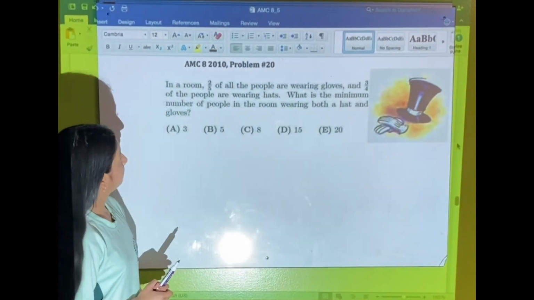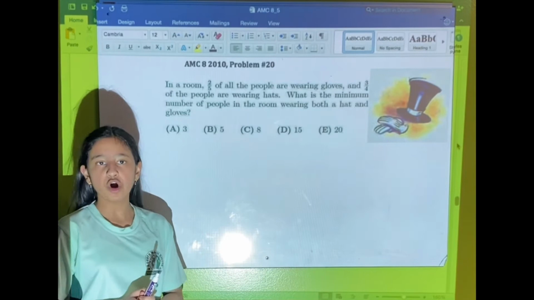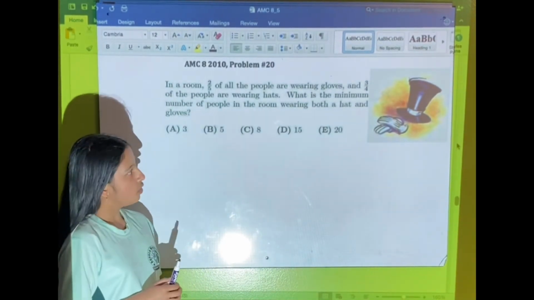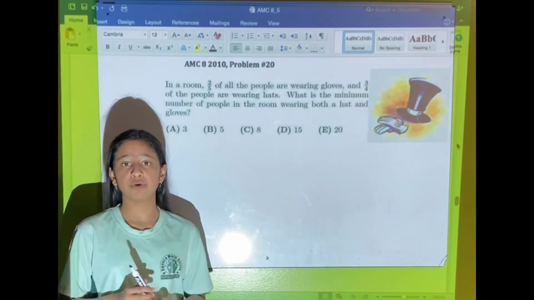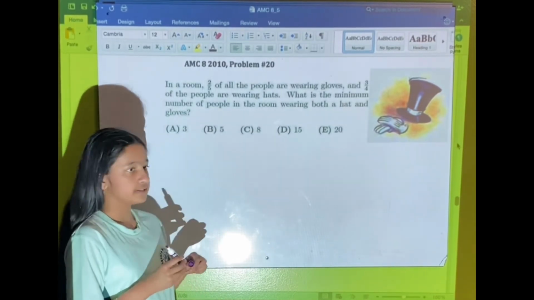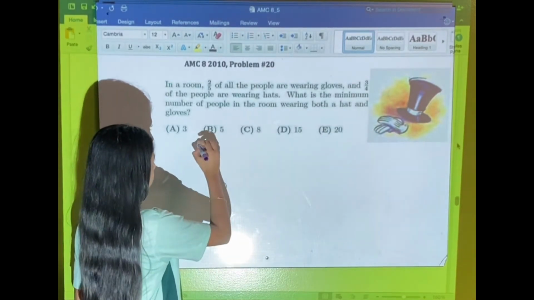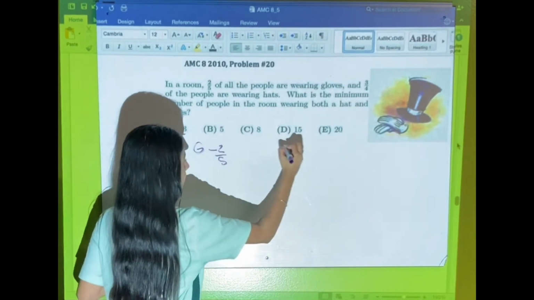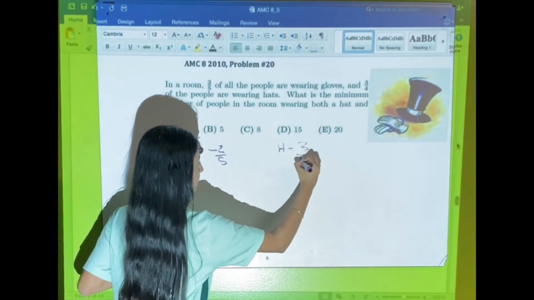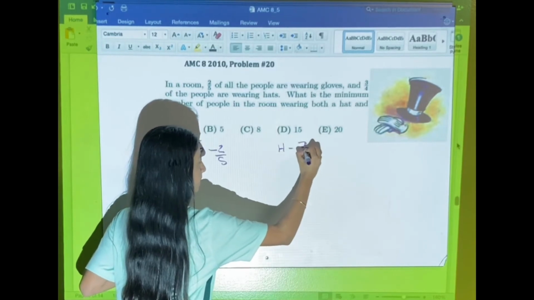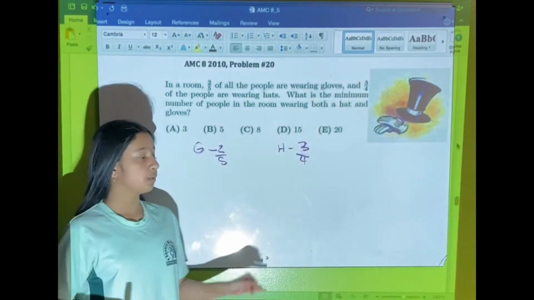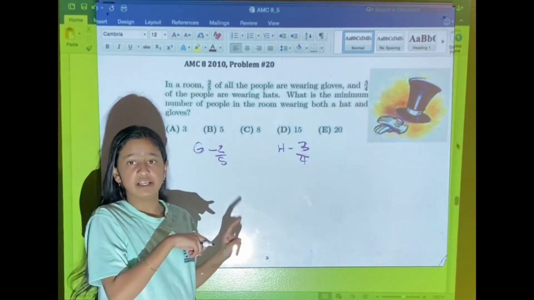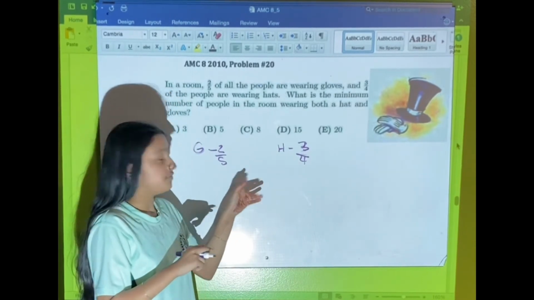Next example. In a room, 2/5 of all the people are wearing gloves, and 3/4 of the people are wearing hats. What is the minimum number of people in the room wearing both a hat and gloves? So, gloves, 2/5 of the people, and hats, 3/4 of the people. We want to find the minimum number of people. To do this, we're going to find the least common multiple, or LCM, of both these denominators. The LCM of 5 and 4 is 20.